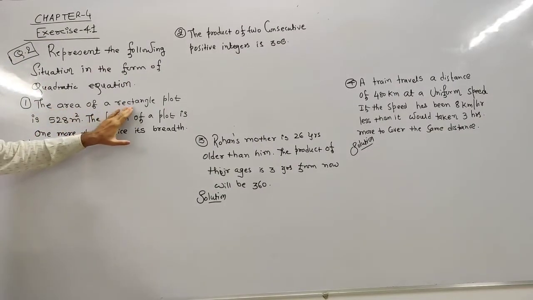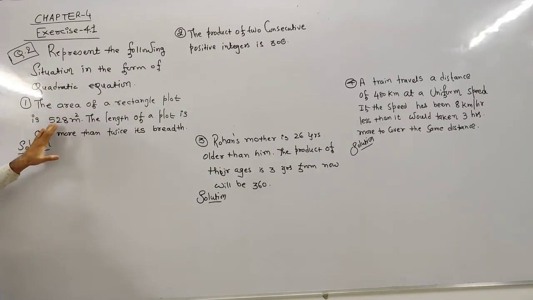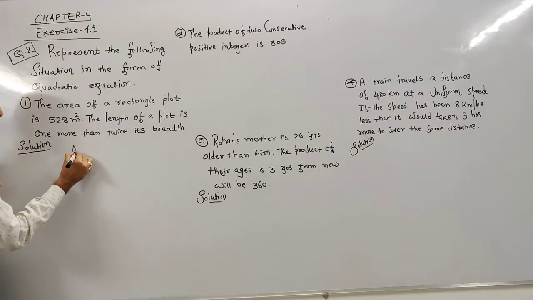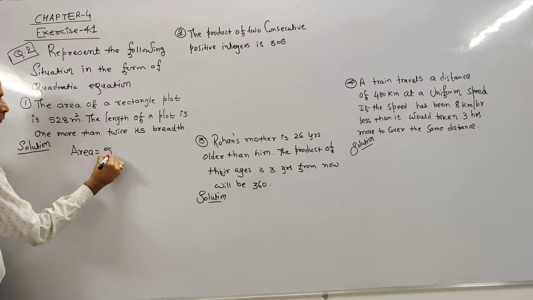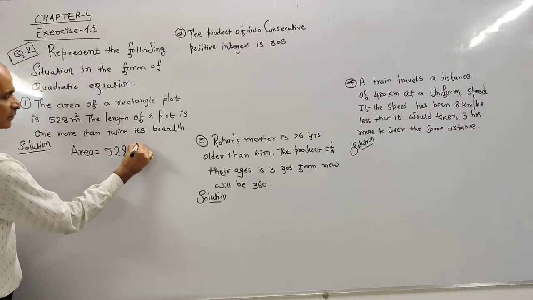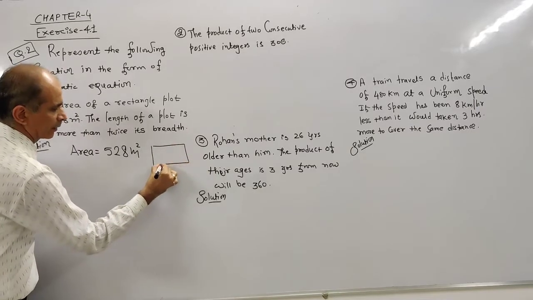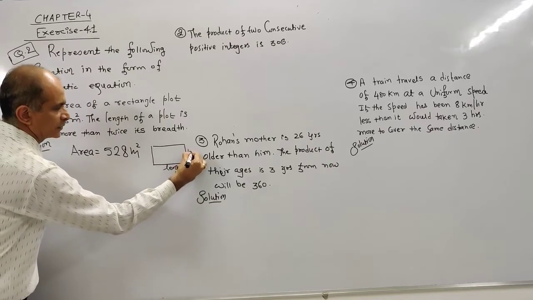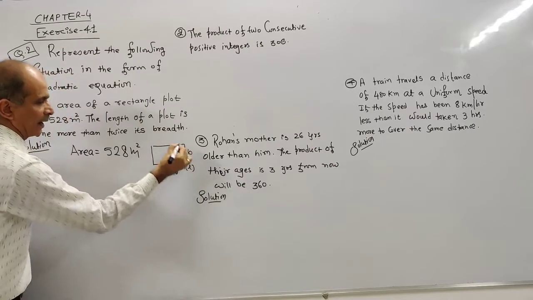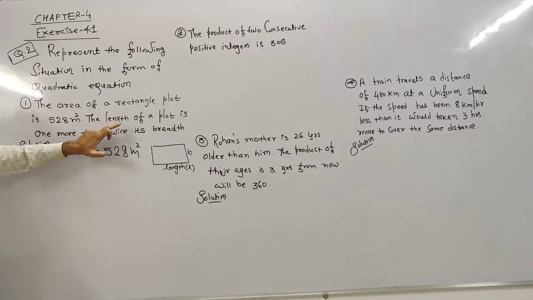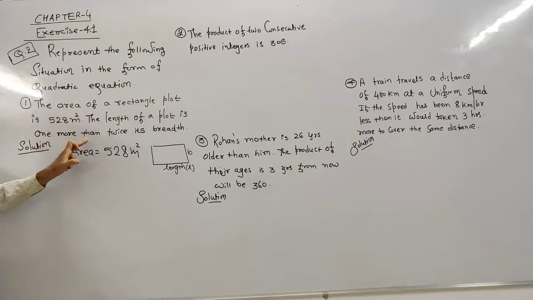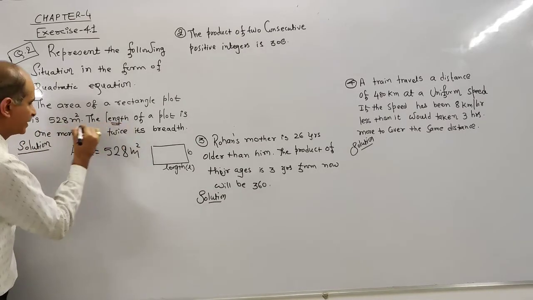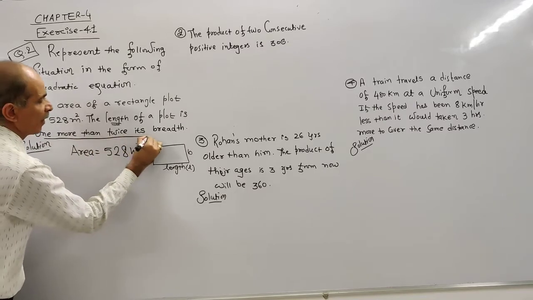The area of a rectangular plot is 528 meters square. So area is equal to 528 meters square, and a rectangular plot is given to you, and you know this is your length and this one is your breadth. Length is denoted by L and breadth is denoted by B. The length of the plot is 1 more than twice its breadth. One relation is given to you.